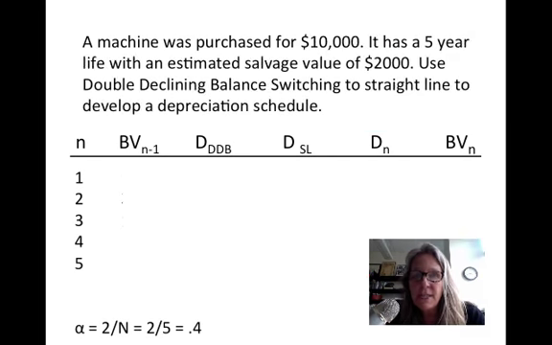I'm going to look at another example here. In this case, we have a machine that was purchased for $10,000, and it has a 5-year life with an estimated salvage value of $2,000. Use the double declining balance method switching to straight line to develop a depreciation schedule. So we're going to go ahead and do this calculation.